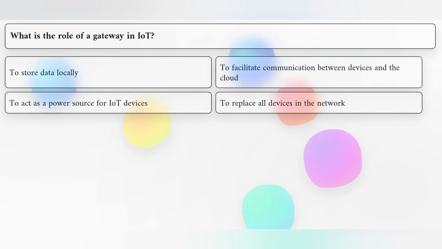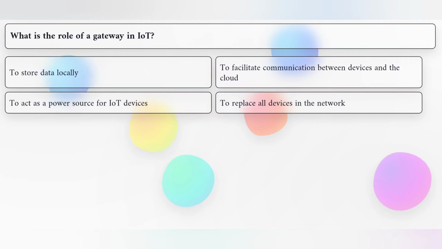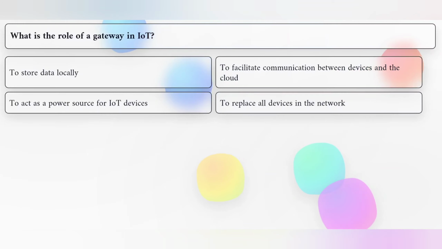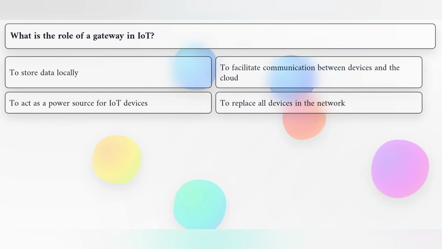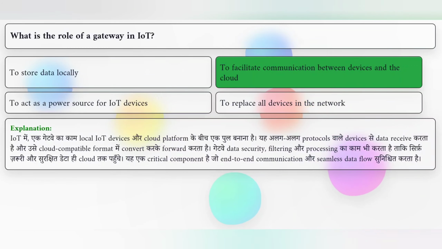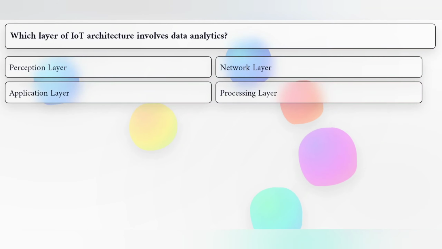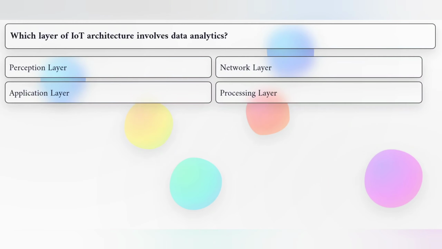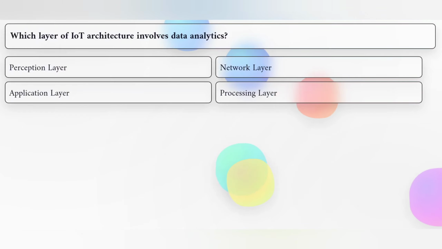What is the role of a gateway in IoT? To store data locally, to facilitate communication between devices and the cloud, to act as a power source for IoT devices, to replace all devices in the network. Which layer of IoT architecture involves data analytics? Perception layer, network layer, application layer, processing layer.